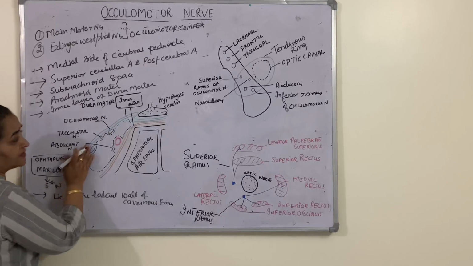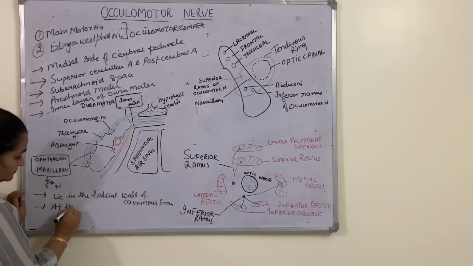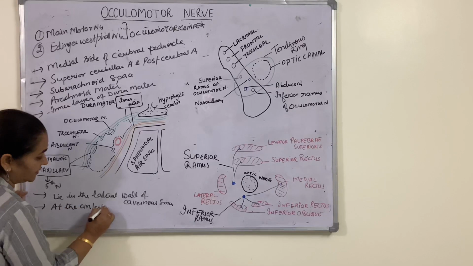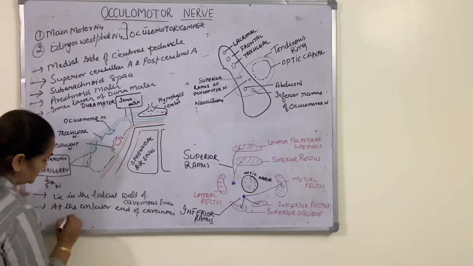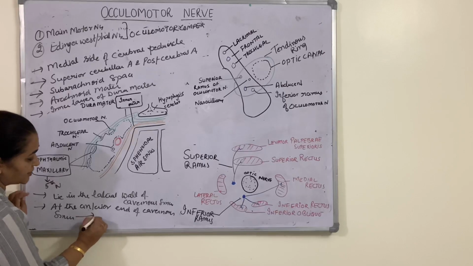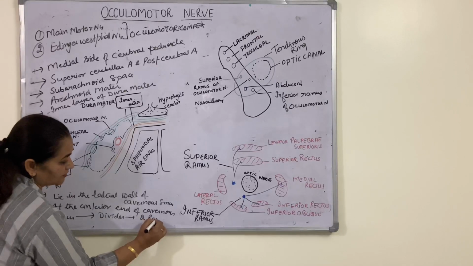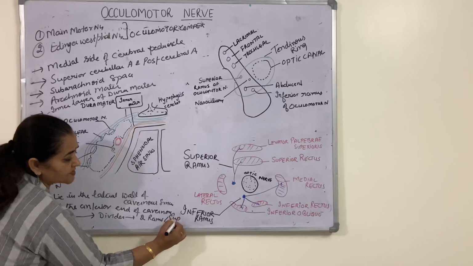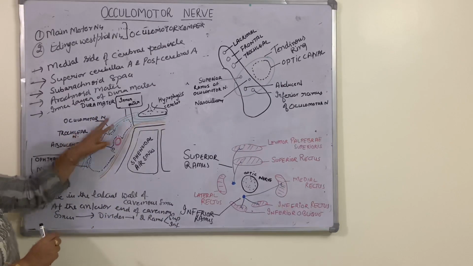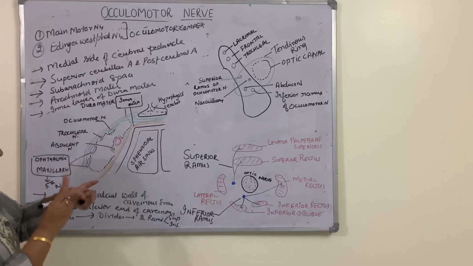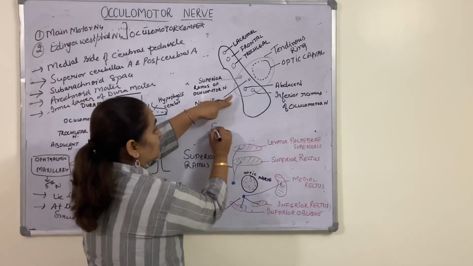Now after that, at the anterior end of the cavernous sinus, this nerve divides into two rami. What are those? Superior ramus and inferior ramus. So it divides into the superior ramus of the oculomotor nerve and the inferior ramus of the oculomotor nerve, and after that it enters the orbit through the superior orbital fissure.